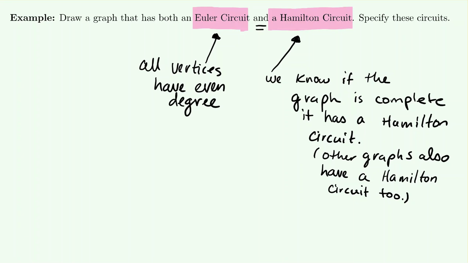So if we can think of a complete graph that has all even degree, then we're guaranteed to have both an Euler circuit and a Hamilton circuit. And with that, I do need to specify it was the complete graph with 3 or more vertices. So let's look at the complete graph on 3 vertices and consider, are all of those vertices of even degree?